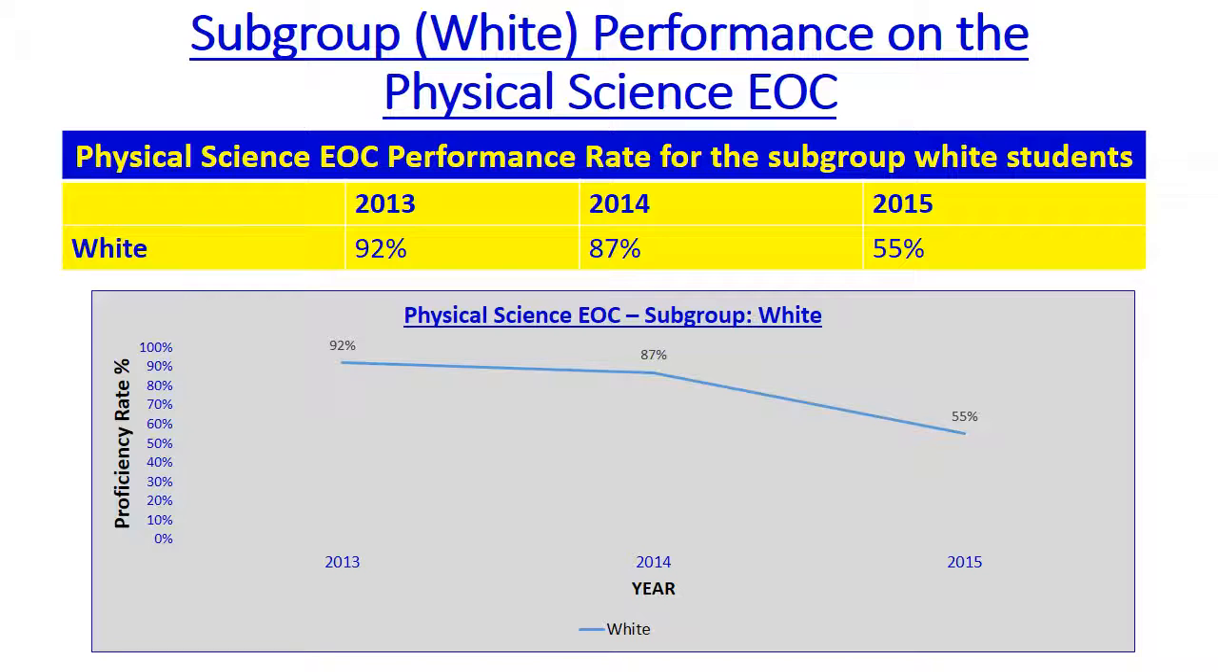And then we go to physical science EOC performance rate for the subgroup white students. Again, you see that there's a drop in 2013 to 2014 from 92 to 87%, and also a big drop off in 2015 at 55%. Remember, this is due to the change in test companies. And here's a line graph down below that gives you an idea of the performance rate over the previous 3 years in physical science from the subgroup white students.